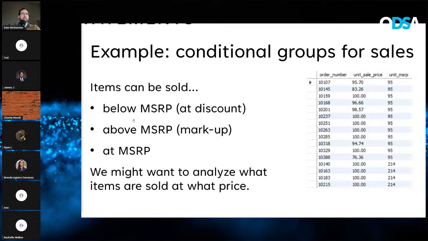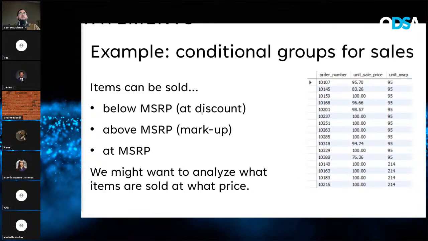And so for these, since we're looking at how items are sold versus how they should be sold, if we wanted to look at items that were sold below MSRP, we would write a rule that says something like when unit sale price is less than or equal to the unit MSRP, then we would label that value as at discount, or we could call it discount, or we could call it below MSRP, whatever we wanted.